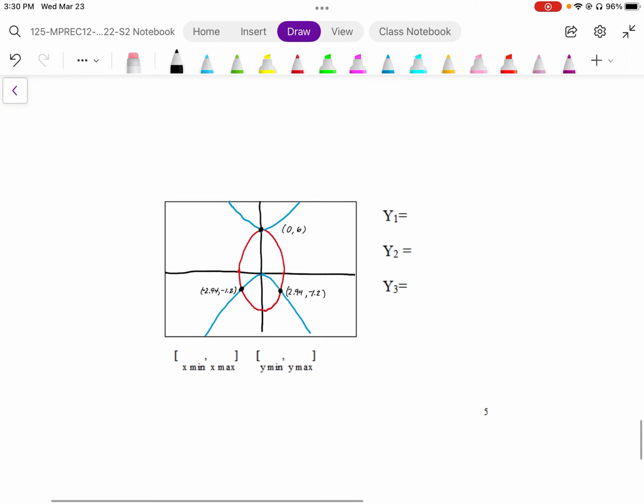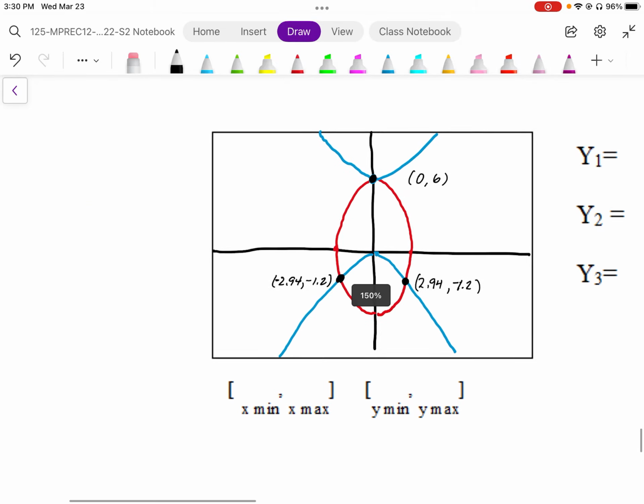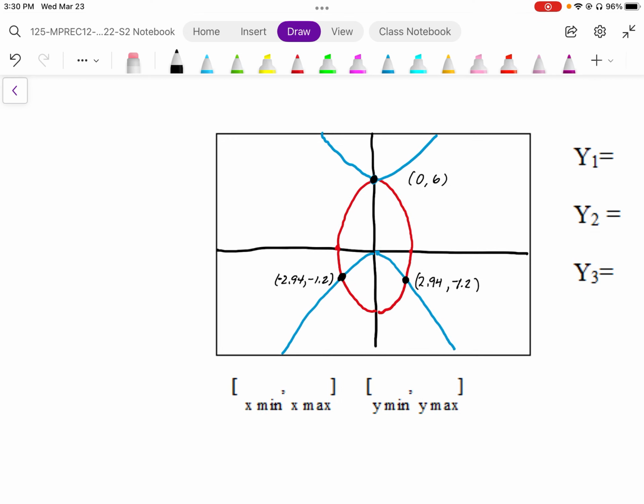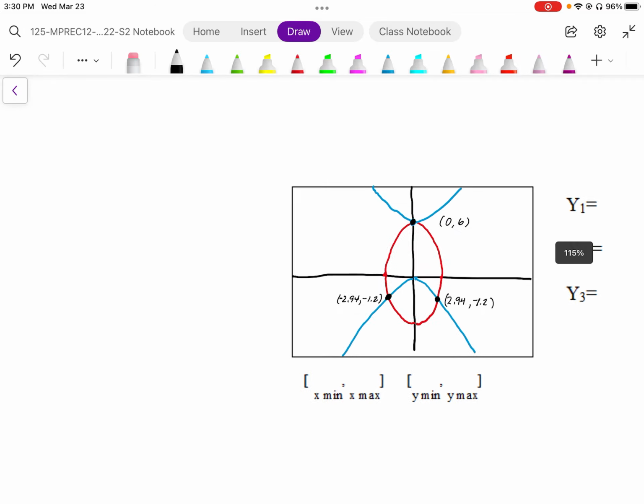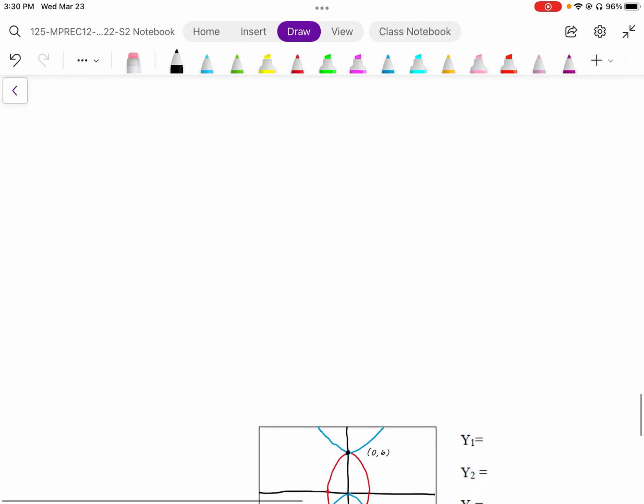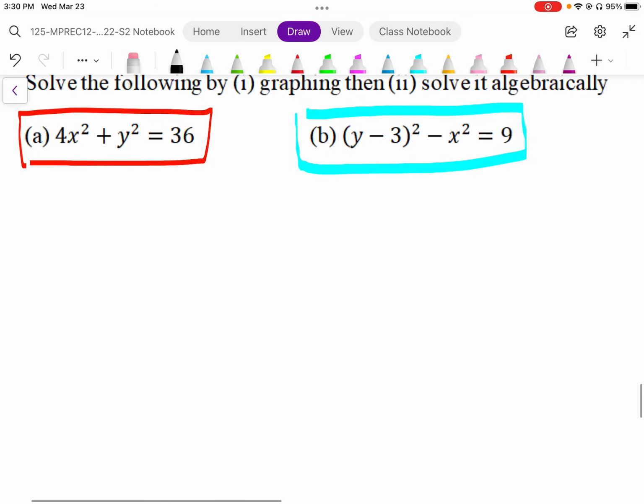We've sketched the algebraic solution down here, and we have this solution of the ellipse and the hyperbola, and we've put the coordinates of the intersections. And now we're going to solve this algebraically. So to solve this algebraically, we're going to do a like-for-like replacement.